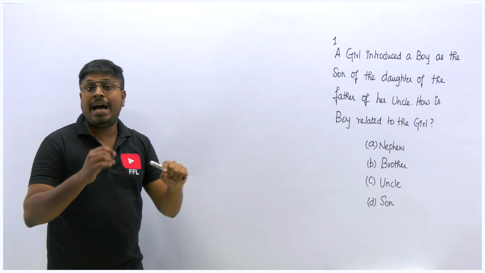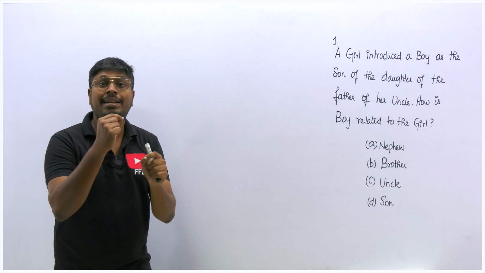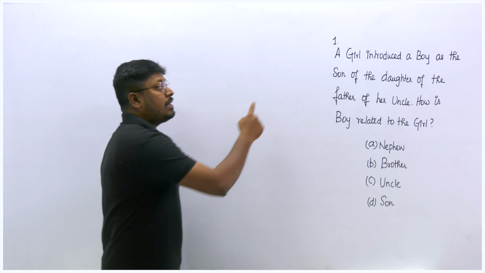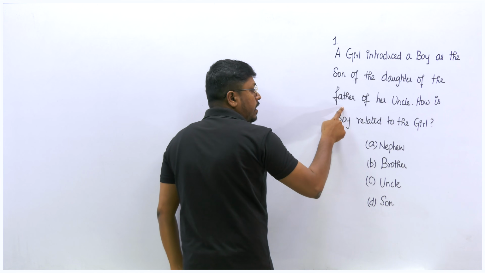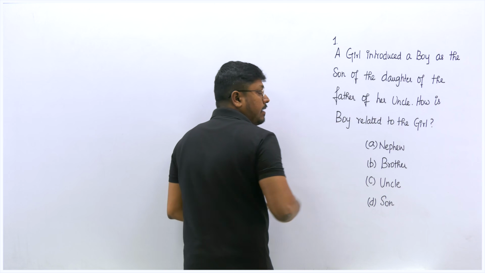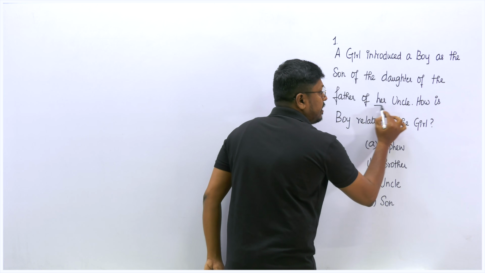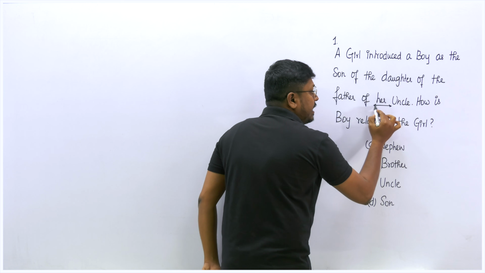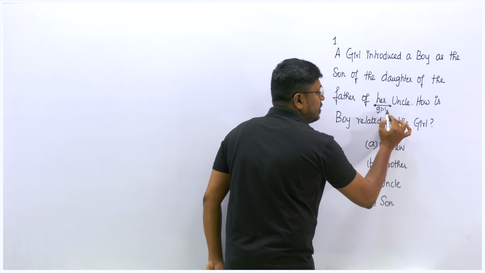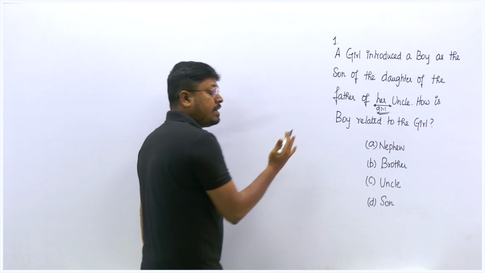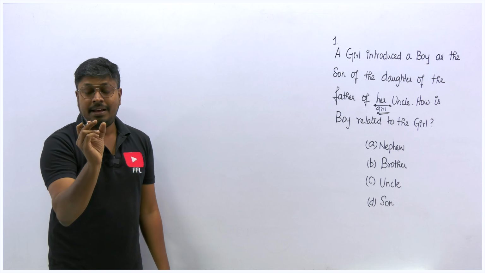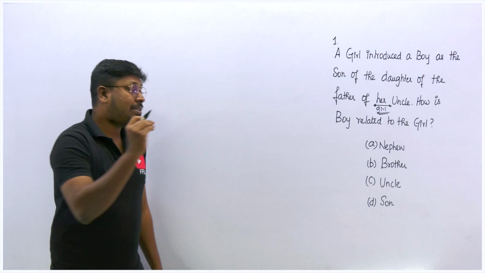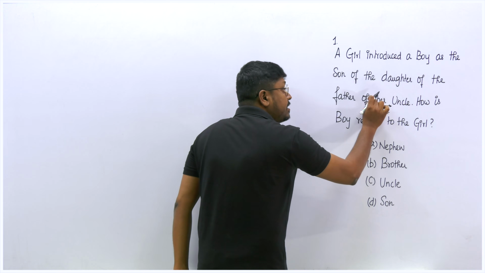If my was not given in the question, then check the other chances I just told you. Because the girl is introducing a boy, the complete sentence was said by that girl, right? Check whether we have any word she or her in the question. Just see, the girl introduced a boy as the son of the daughter of father of her uncle. Look at the word carefully, her uncle. That means this her represents the girl. Yes or no? Because the girl is saying this complete sentence, the word her represents that girl. So start drawing a tree diagram from this point.